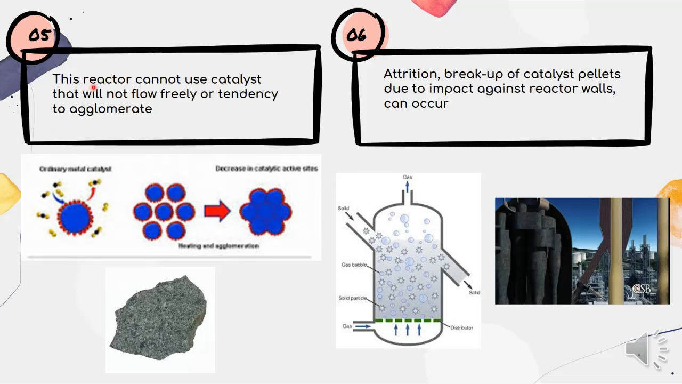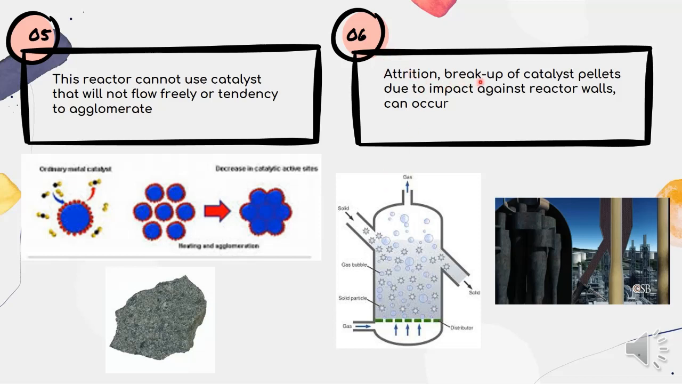And number 5 is that this reactor cannot use a catalyst that will not flow freely or has a tendency to agglomerate, which means accumulate. When they accumulate, sometimes they will block the way, or maybe they will block the expander and cause an accident.